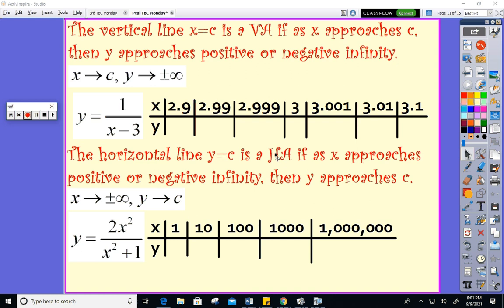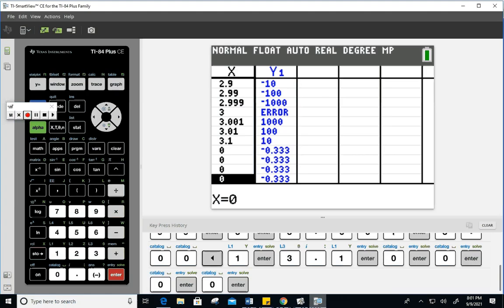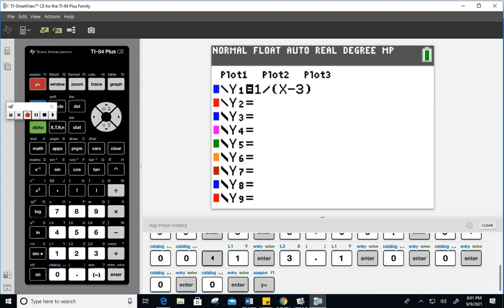Now, algebraically, you already know to look for vertical asymptotes by looking at the zeros of the denominator. So I can see that I'll have a vertical asymptote at x equals 3. But I want you to see that numerically and how we go with the definition of asymptote. So what I'm going to do is plug in to my calculator y equals 1 over x minus 3.